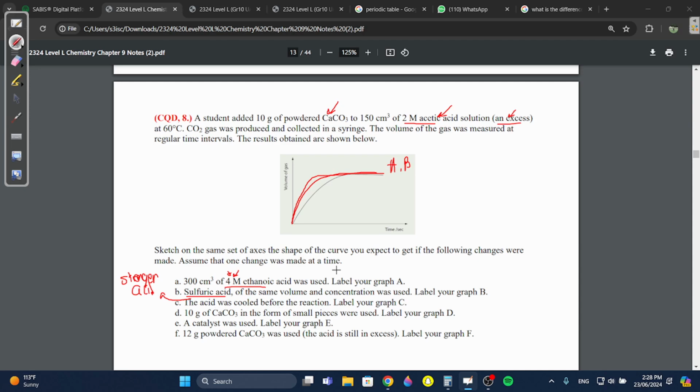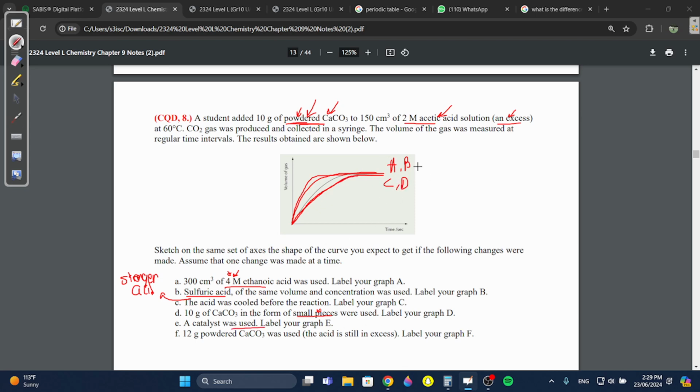The acid was cooled before the reaction. Of course lower temperature, lower kinetic energy, lower rate. So this will be C. 10 grams of CaCO3 in the form of small pieces were used. We had powdered. Please be careful. It was powdered. Now it's small pieces. Is the surface area decreasing or increasing? Usually when they put small pieces, everybody says, oh, higher surface area. But no, it's lower because we had powdered. Since it's powdered, it's going to be lower. And here too.